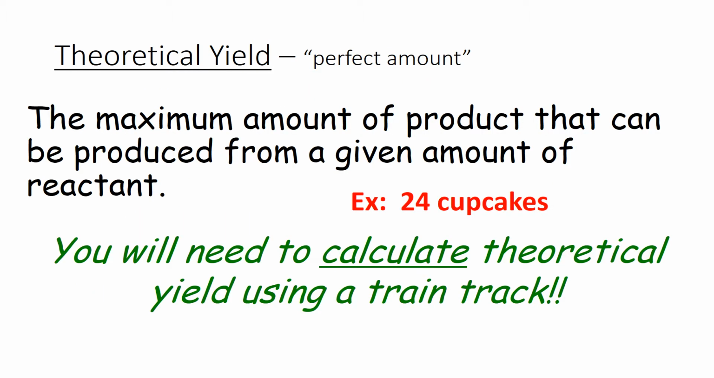I'm going to define some terms. The first term is the theoretical yield. That's the perfect amount. That's the amount that we calculate we should be able to make given some amount of the ingredient, some amount of the reactant. So for instance, in my cupcake example, the box says I should make 24 cupcakes. That's my theoretical yield. I'll probably need to calculate that theoretical yield using a known amount of my ingredients, my reactants, and use dimensional analysis or train tracks to do a grams to grams calculation to convert to product.